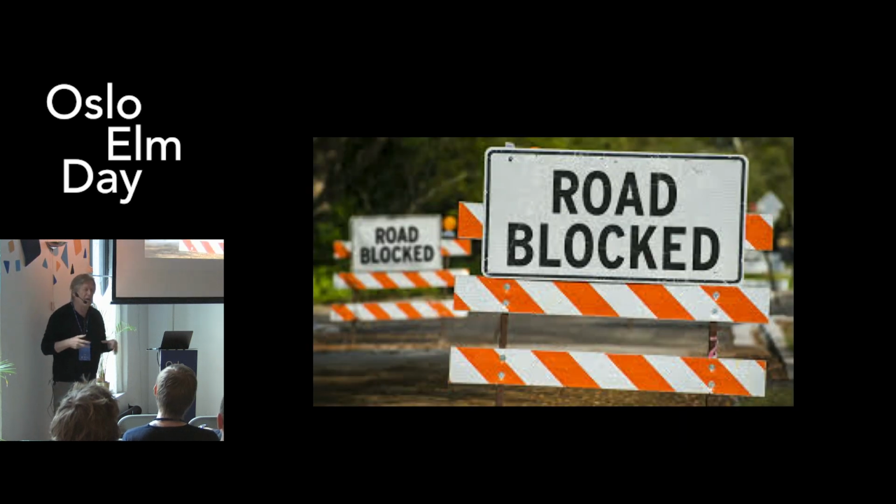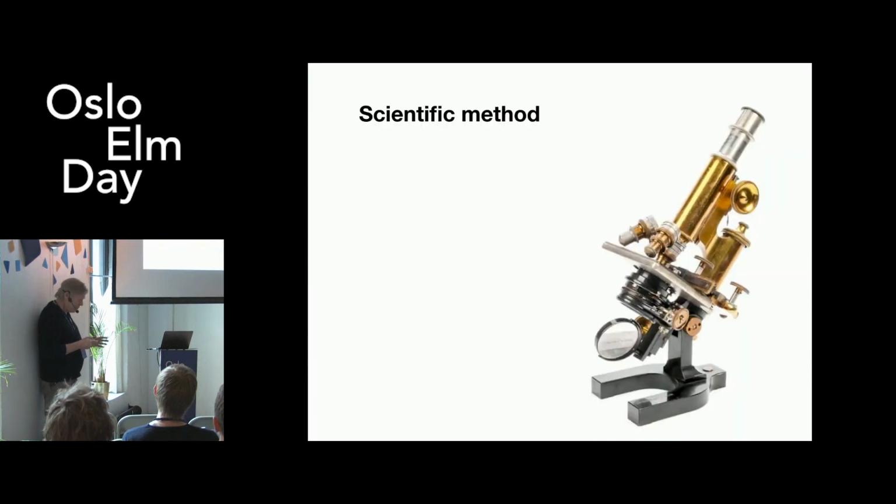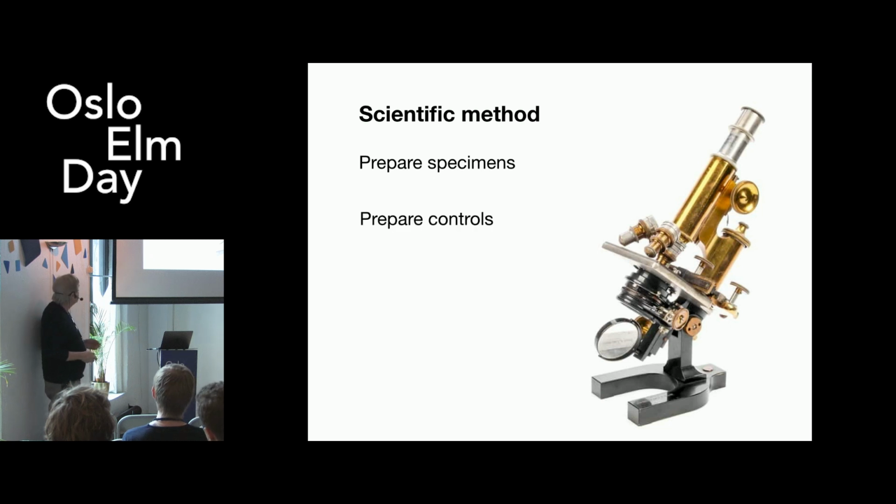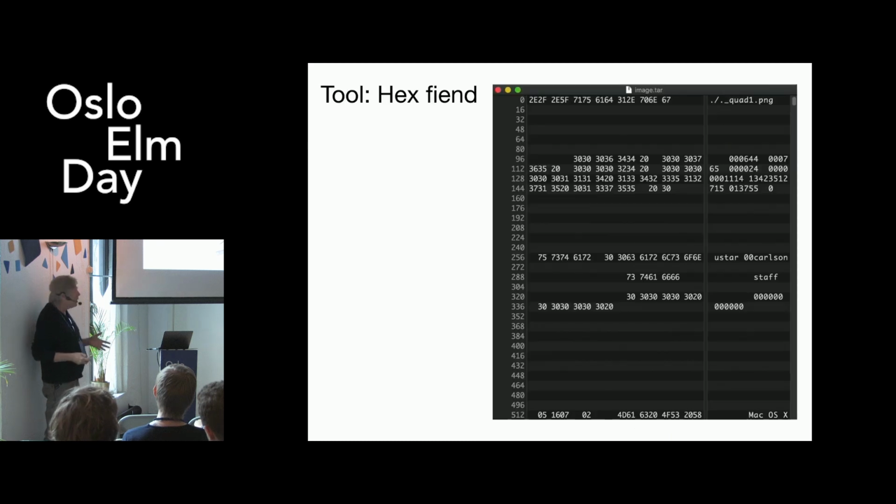It may seem, by the way, that everything went very smoothly in this project. That's not quite the case. I found the road blocked at various times, and there are various things I tried to get out of the block. One was Elm Slack, one was just taking a break, but most important was the scientific method. I would prepare specimens by making a file using Elm tar. I would prepare a control specimen by running tar -cvf, and then I would compare them under the microscope, which in my case was a hex editor, and by noting the differences, I could usually figure out where I had gone wrong.